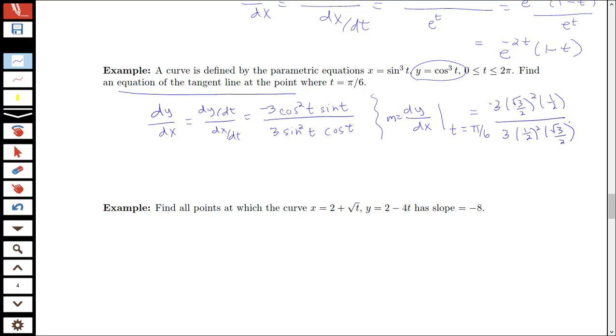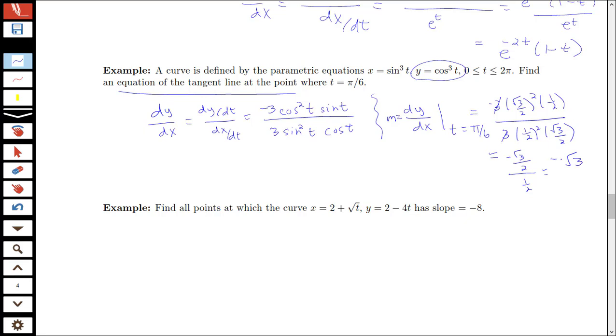So we just need to simplify this a little bit. We notice that those 3's are going to cancel. One of my root 3 over 2's cancels with the root 3 over 2 down here, and one of my 1/2's cancels with one of the 1/2's down here. So I have root 3 over 2, still with that negative sign, divided by 1/2. So I end up with just negative root 3 for the value of my slope.